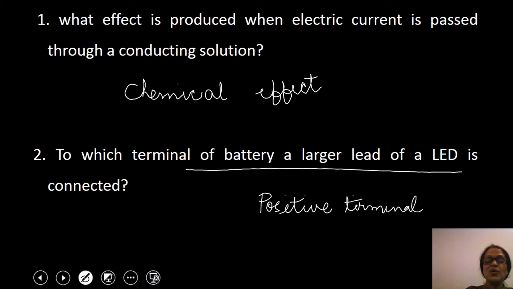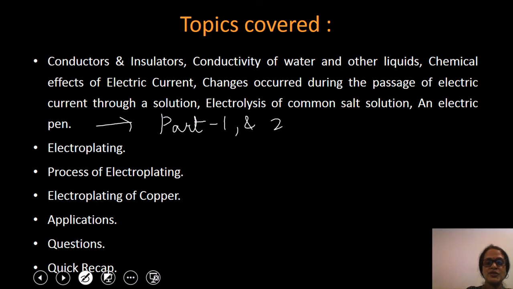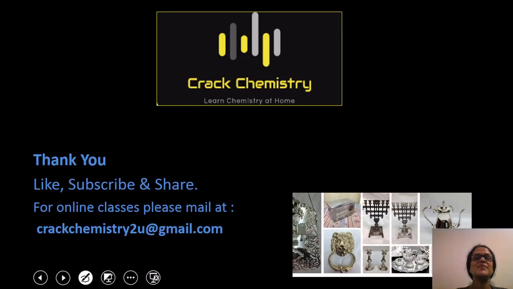So children, I hope all these points are clear to you. So now we will see what topics we have discussed. All these topics we have discussed in part 1 and part 2 of this chapter. Please refer to these videos. And the topics which we have discussed today were electroplating, process of electroplating, electroplating of copper, applications and a few questions.